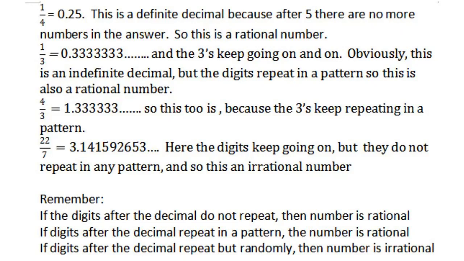4 over 3 equals 1.333333. So this too is rational, because the 3's keep repeating in a pattern. 22 over 7 equals 3.141592653. Here the digits keep going on, but they do not repeat in any pattern, and so this is an irrational number. Remember, if the digits after the decimal repeat in a pattern, the number is rational. If the digits after the decimal go on without repeating in a pattern, the number is irrational.